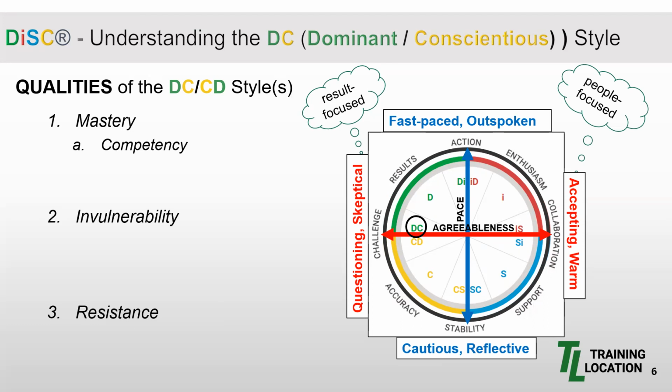Critical thinking and common sense are their go-to resources. Also, the DC maintains high standards and can show frustration with any level of incompetence around them. And the DC can seem tenacious and determined to overcome any obstacle. Next, let's break down invulnerability.